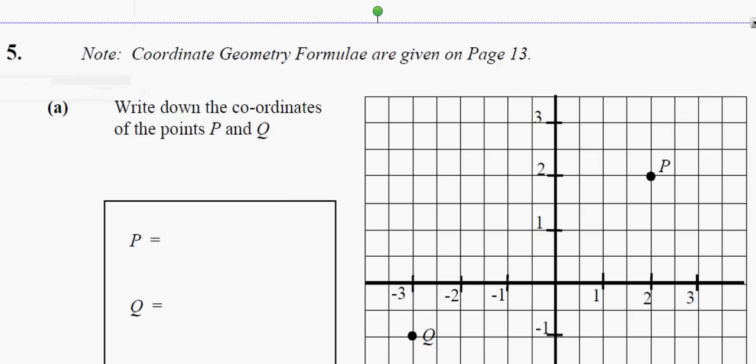Okay, so in this video we're doing some coordinate geometry revision for third years. The first thing we're going to do is write down the coordinates of P and Q. Now remember, the horizontal line is the x-axis and the vertical line is the y-axis.